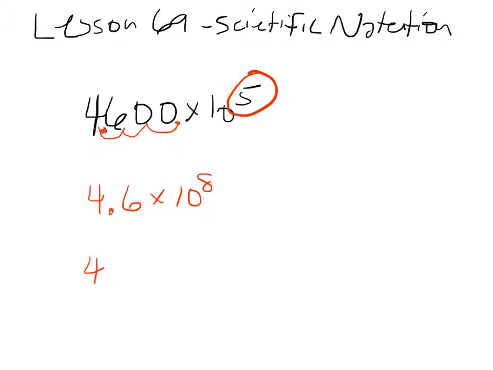It's okay if we have something like 4.006. The decimal just always has to be right here after the first digit. And then we'd say 10, and in this case to the 3 if I wanted to get the decimal back over here after the 6. Okay.